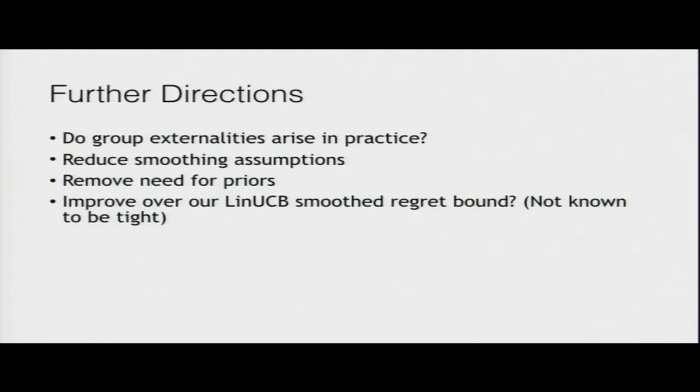Okay. And just to wrap up, there's a lot of questions you could think about coming out of this. I gave you this example of how group externalities could arise. Now, one thing you might wonder is, do these things actually happen in practice? And that's something we really have no idea. There's a lot of assumptions that could be reduced or removed. It would be nice to be able to remove the need for a Bayesian setting altogether. And then another thing you might want to do is improve over this lin UCB smooth regret bound, because we got t to the 1/3. It's not known to be tight, and so we suspect there's some room for improvement there.